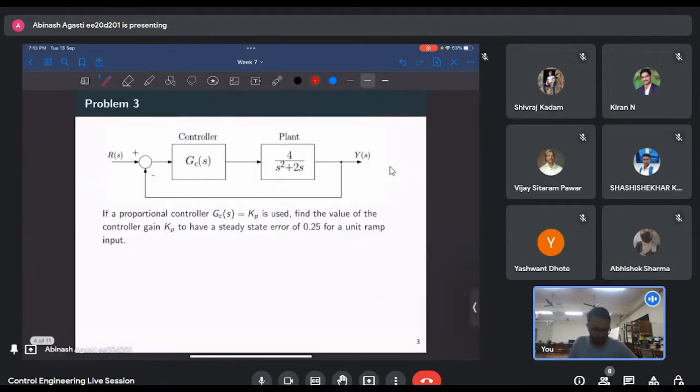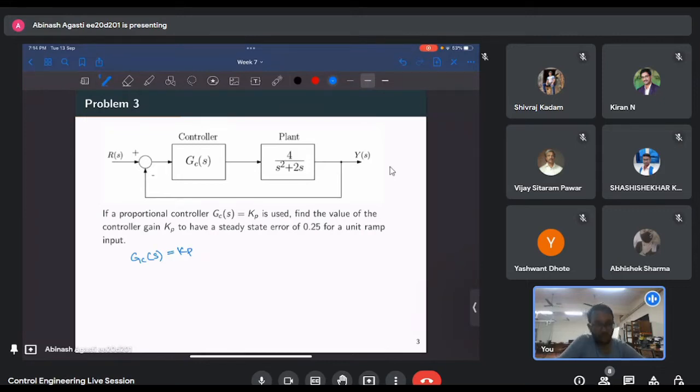So then we move on to the next question. Now, consider this plant given; again we have a plant and a controller in the feed forward path. If a proportional controller is used, that is Gc of s is equal to Kp, just this gain, then find the value of the controller gain Kp to have a steady state error of 0.25 for a unit ramp input.